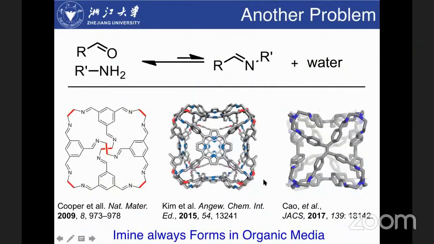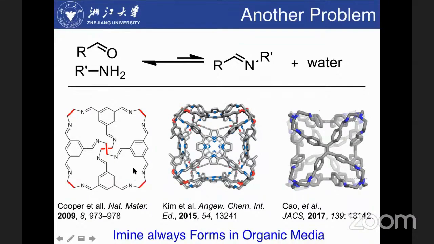Problem. What is the problem for imine bond formation? Normally, if you take an amine and an aldehyde to get an imine, you will release water. The implication is very obvious. If the system contains a lot of water, the equilibrium will shift to the side of imine hydrolysis, which means you cannot use water as a solvent, right?